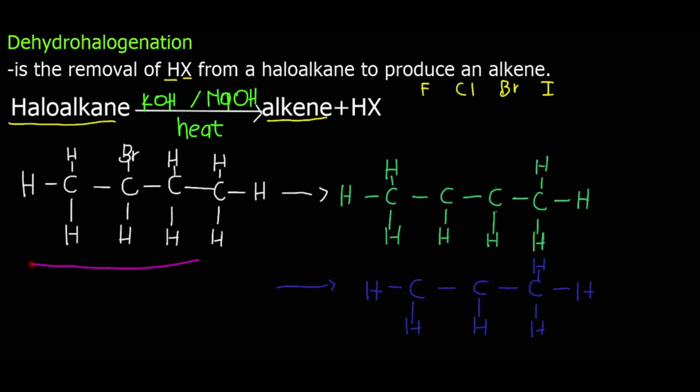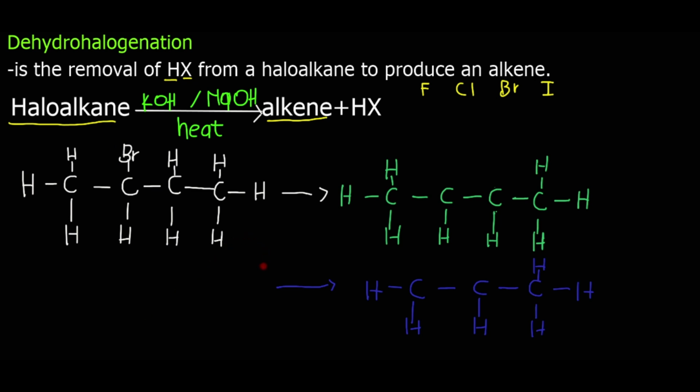Here we have a haloalkane. This is a haloalkane because it is an alkane and we have a halogen. Alkane we know has single bonds, so it is a compound with single bonds, and then it has a halogen, so it is a haloalkane.